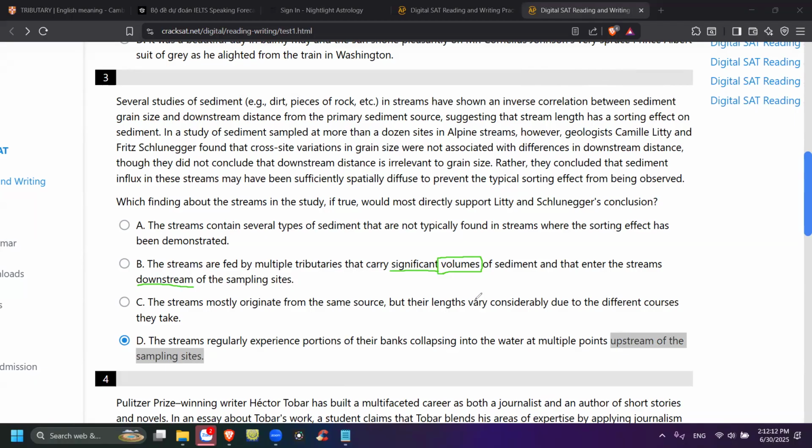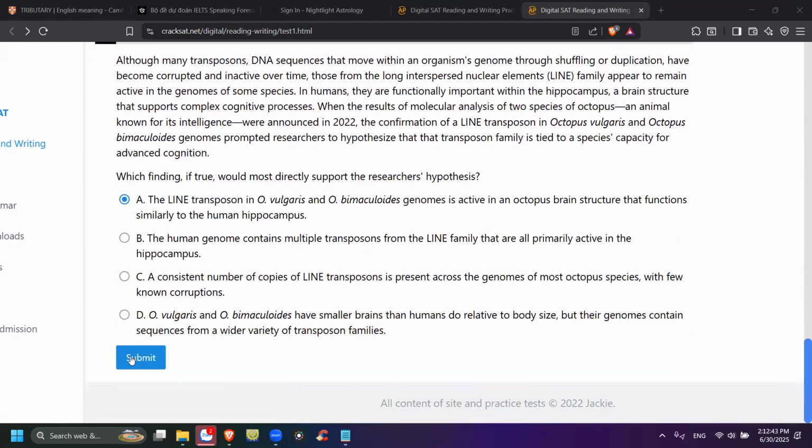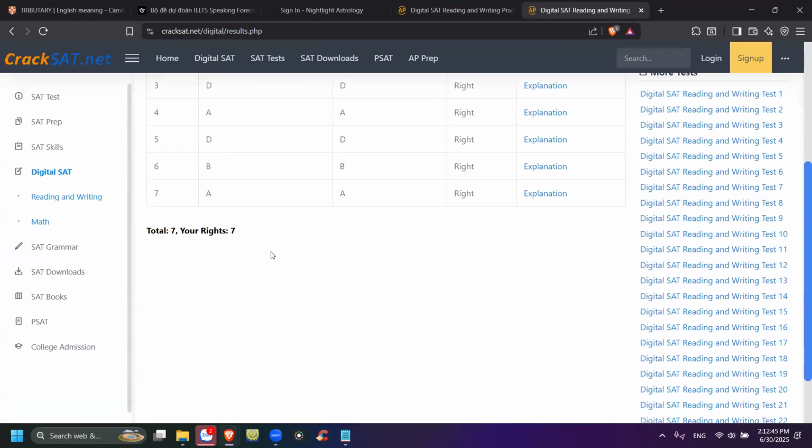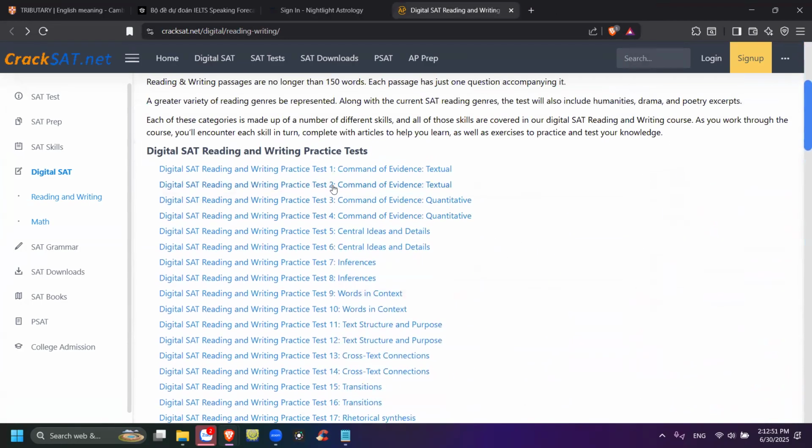So if it is a huge chunk and it enters downstream, it will never be able to diffuse anything, right? Okay, but most directly support. So basically this one is opposed, isn't it? Yeah, quite. So we got that one wrong, I think. So 3D, 6B. We got 7 out of 7 again. All right, got it. Okay, that was fun.